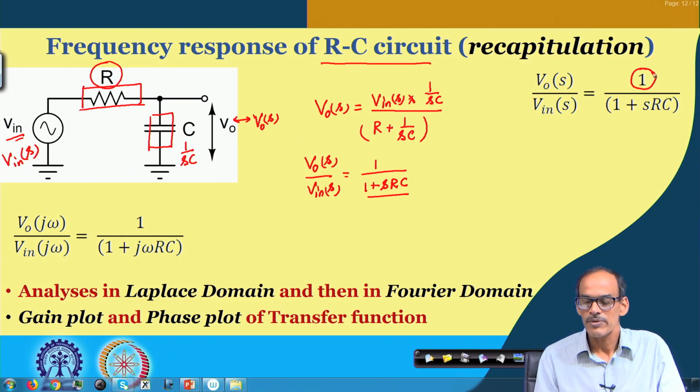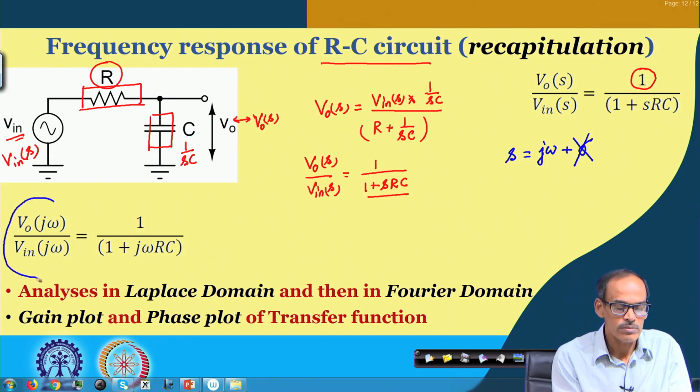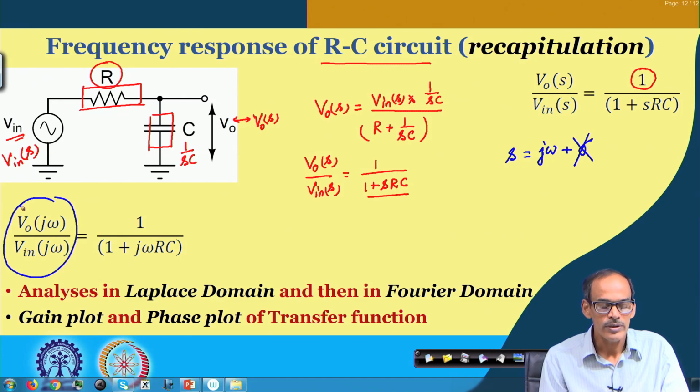Now, to get the frequency response, as I said for the previous case, we have to replace this S by j omega, or rather I was having a sigma part in S, which I am making 0. So we are dropping this part, and that gives us the transfer function in the Fourier domain, and it becomes 1 by 1 plus j omega R C.